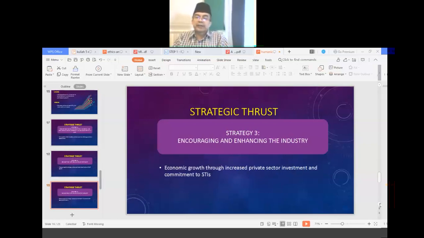The third strategy is to encourage and enhance the industry. When we are talking about the industry here, in Malaysia, for example, same also I think in other countries, more than 70% of the industry came from the small and medium entrepreneurs, SME, or we call it in Malaysia IKS, industri kecil dan sederhana.